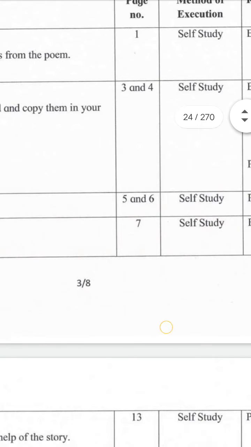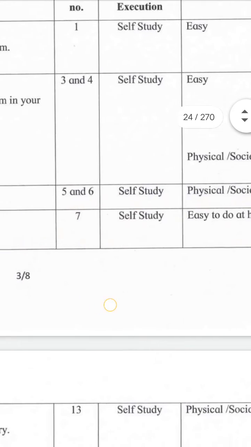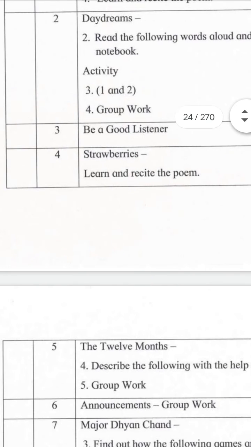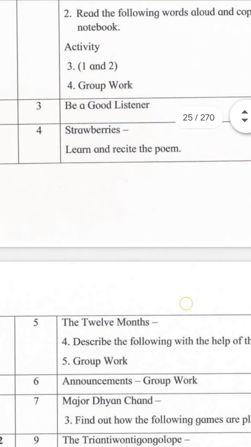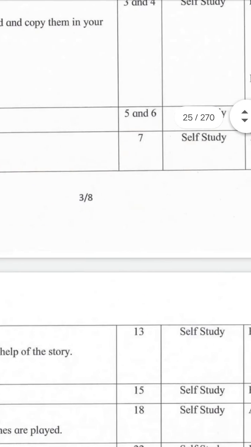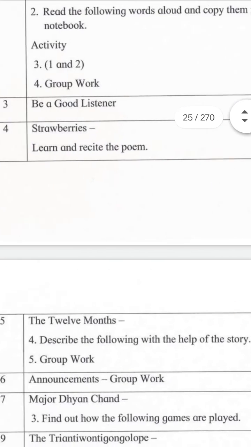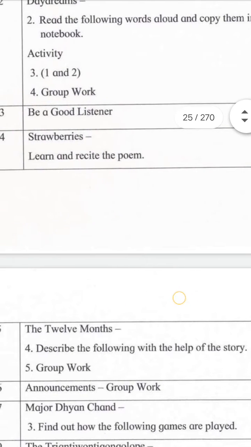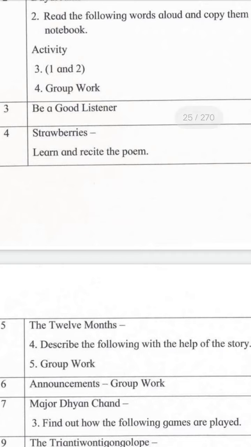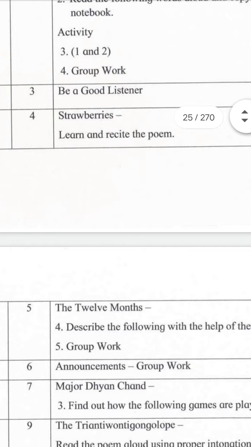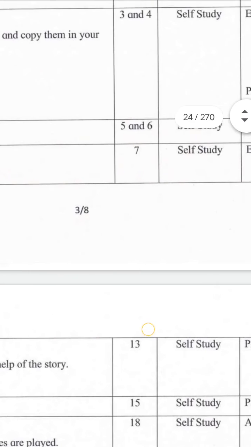Page numbers are also mentioned, 3 and 4. Second, Be a Good Listener. The third chapter is Be a Good Listener on page number 5 and 6. Again, this chapter is for your self-study only. You need not prepare it for your examination. Fourth chapter, Strawberries. It's a poem. Learn and recite the poem, page number 7. Again, this is for self-study.